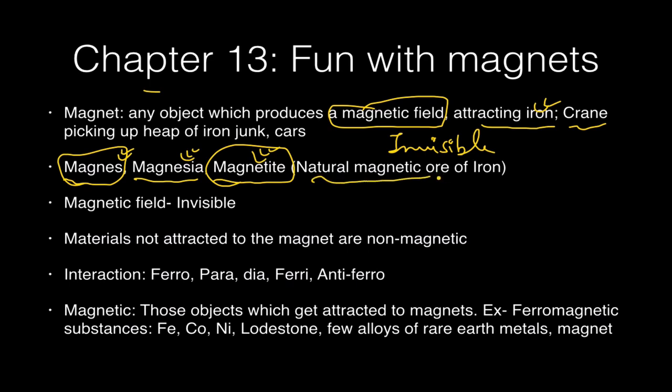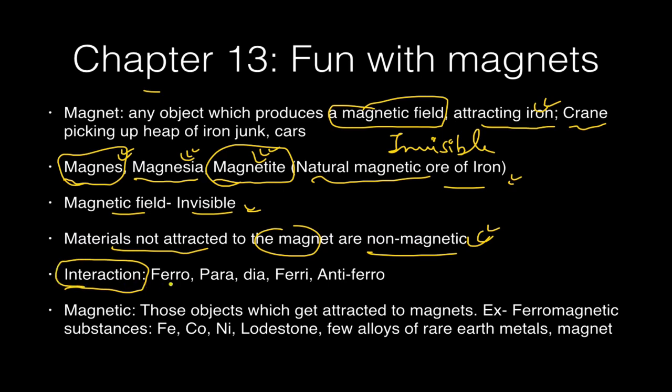Magnetite is a highly enriched iron ore, and it is a natural magnetic ore of iron. The magnetic field is obviously invisible, and materials that are not attracted to the magnet are called non-magnetic. Obviously, you and me are non-magnetic.